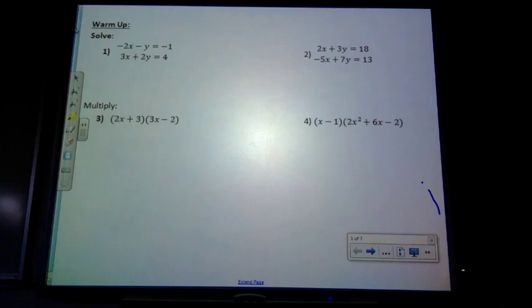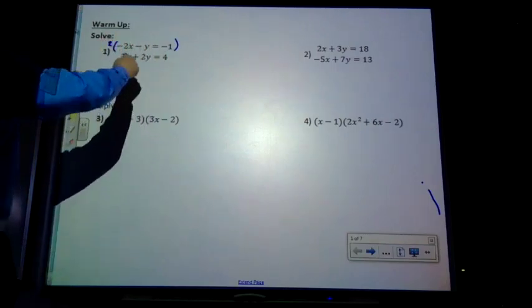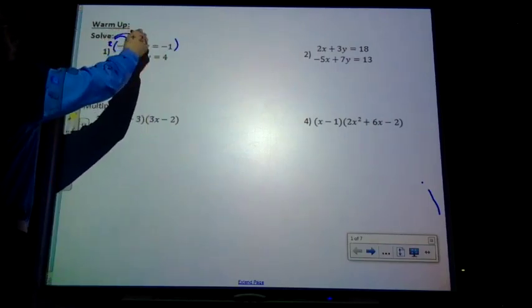Last chapter, how do I approach problem number one? What am I trying to do to problem number one? Ray, what do you think? Yeah, eliminate. What would be good to do to eliminate one of the values? By negative 2 or positive 2? Positive 2 because it's already negative, so I'm going to distribute that here, here, and here.